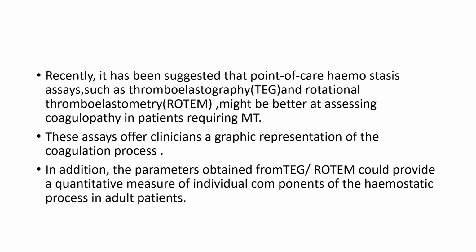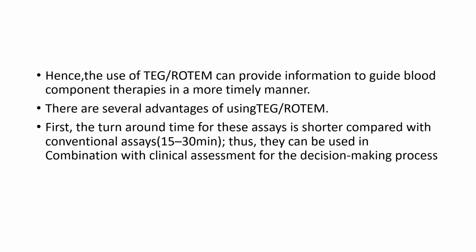These assays offer the clinician a graphic presentation of the coagulation process. In addition, the parameters obtained from TEG and ROTEM could provide a quantitative measure of individual components of the hemostatic process in adult patients. Hence, the use of TEG and ROTEM can provide information to guide blood component therapy in a more timely manner. There are several advantages of using TEG and ROTEM. First, the turnaround time for these assays is shorter compared with conventional assays. Thus, they can be used in combination with clinical assessment for the decision-making process.